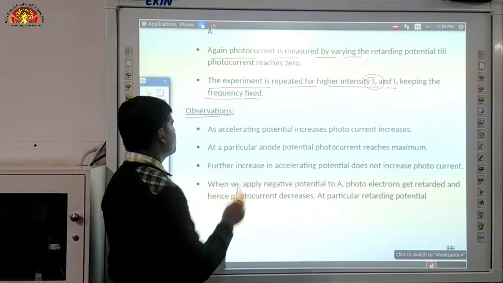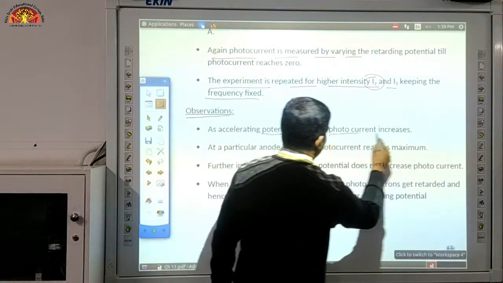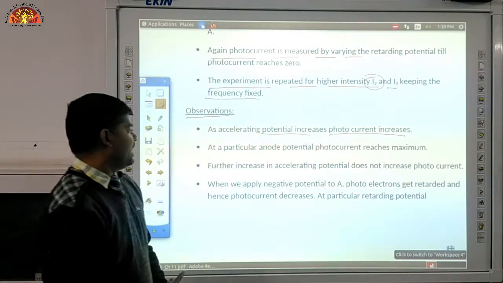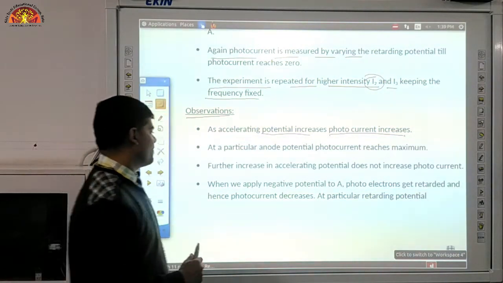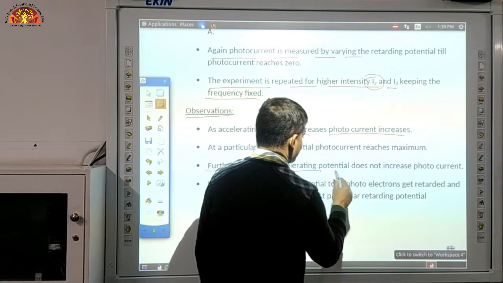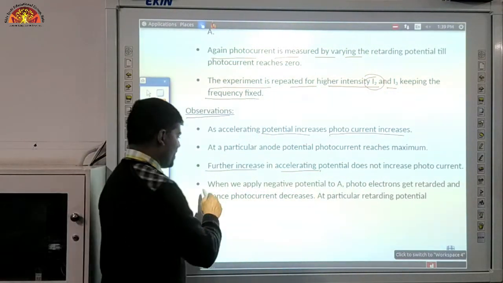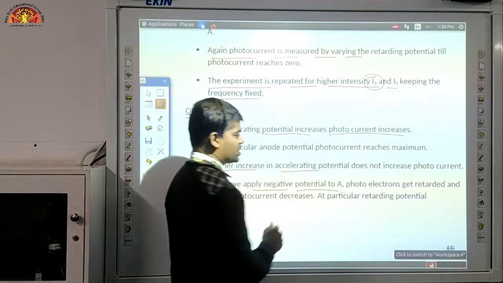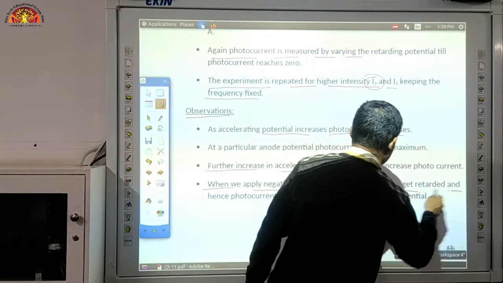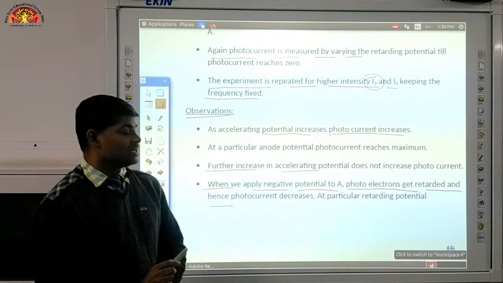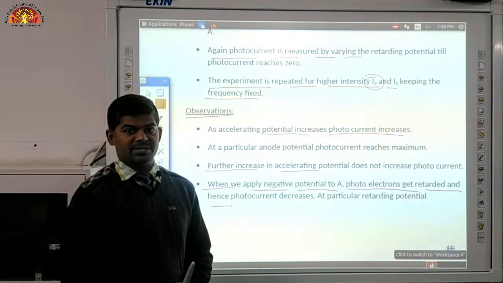Now what will we observe? We will observe that as the accelerating potential increases, photocurrent also increases, and at a particular anode potential the photocurrent reaches the maximum value, and further increase in accelerating potential does not increase the photocurrent. And when we apply a negative potential to A, जब हम negative potential apply करते हैं A को, the photoelectrons get retarded and hence the photocurrent decreases at a particular retarding potential.